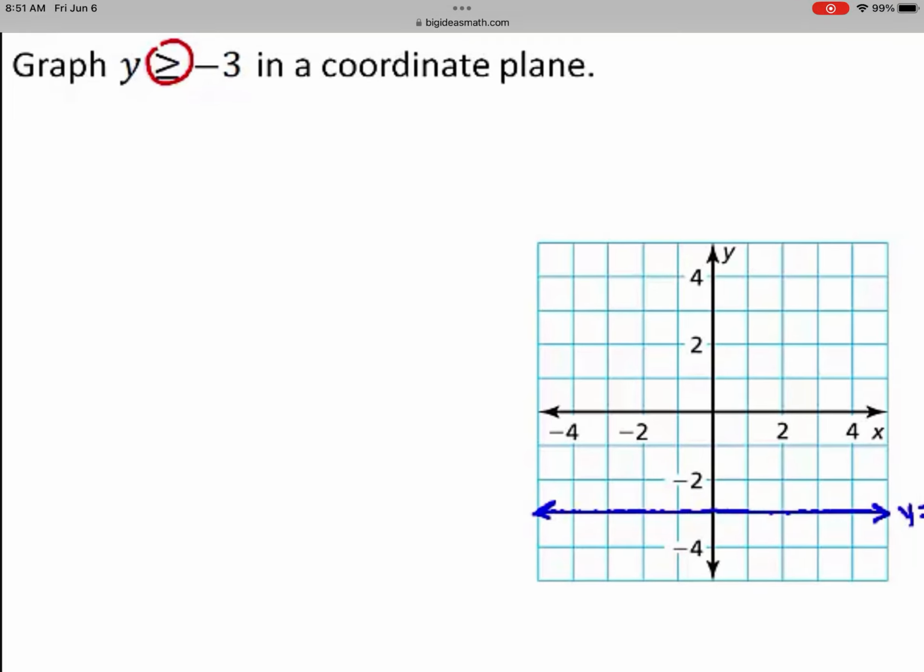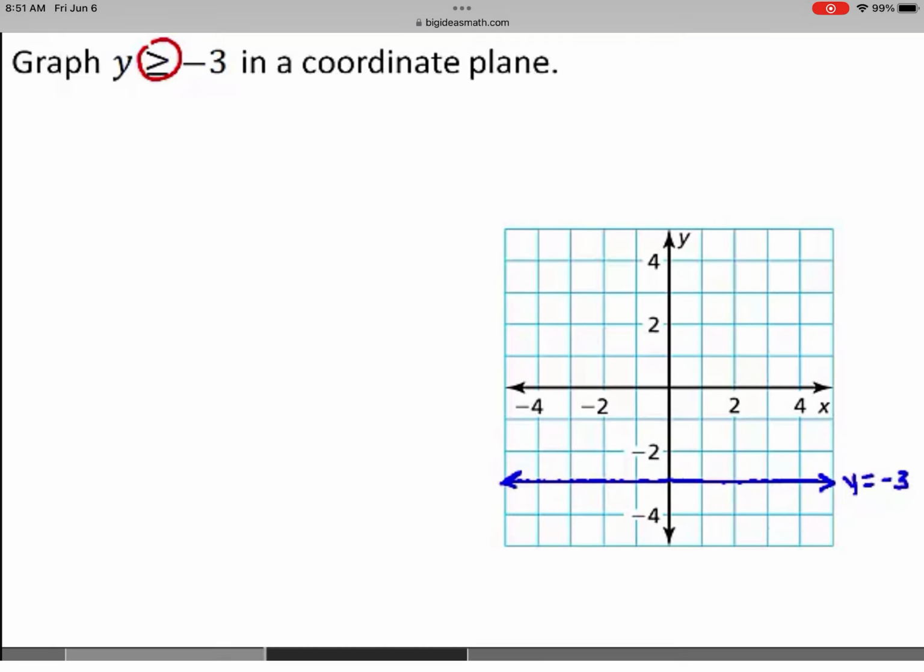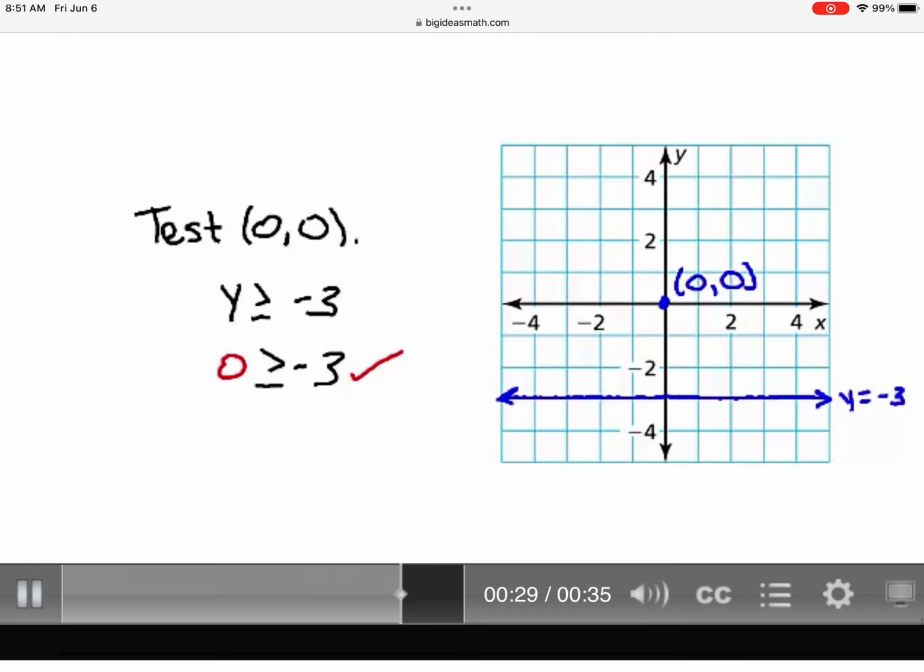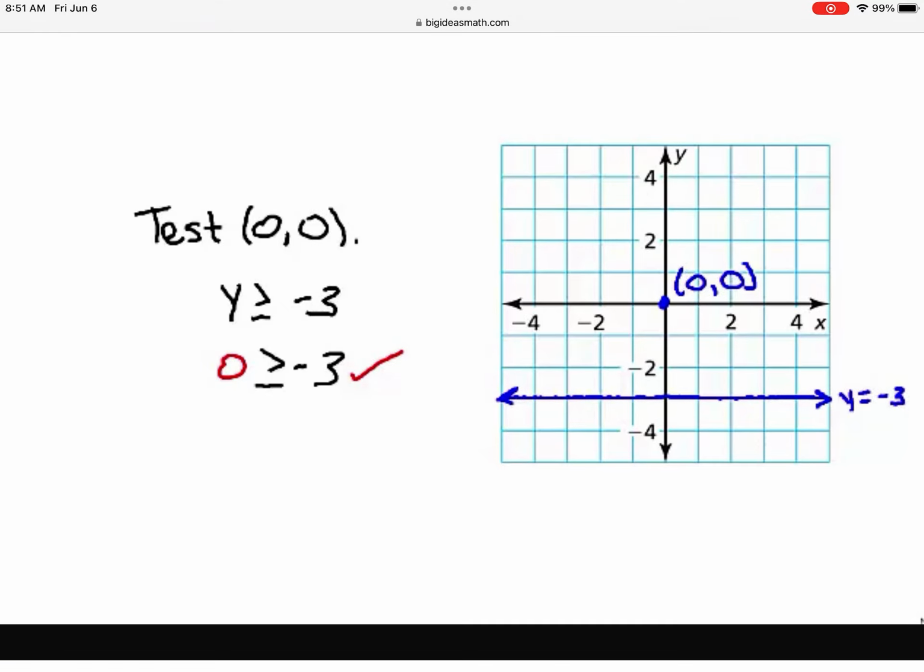Now you want to test a point that is not on the boundary line to determine whether it is a solution of the inequality, such as 0, 0. To test 0, 0, substitute 0 for y in the original inequality. Because y is greater than or equal to negative 3 is a true statement, the point 0, 0 is a solution. So shade the half plane that contains 0, 0.